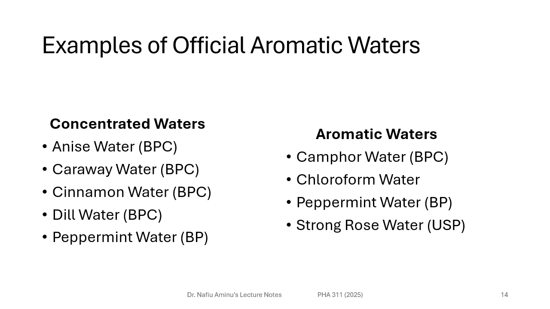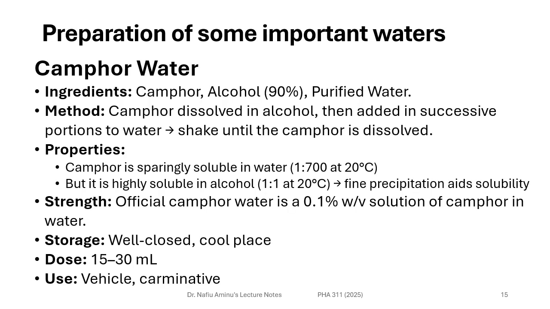Examples of concentrated waters include anise water, caraway water, cinnamon water, dill water, and peppermint water, while the ordinary aromatic waters include camphor water, chloroform water, peppermint water, and strong rose water. I'm going to give some specific details about some of these aromatic waters, so that we know a bit more about how they are prepared.